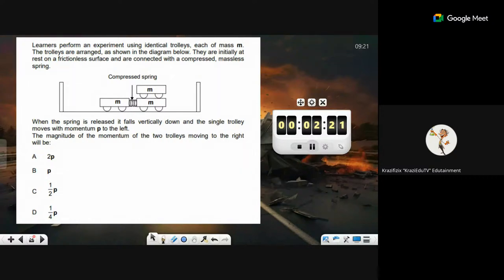Ayanda, no, I didn't say they have the same velocity. I didn't. So every time they collide, they will have the same velocity? No. They only have the same velocity if they move together as a unit. Okay. As a unit.